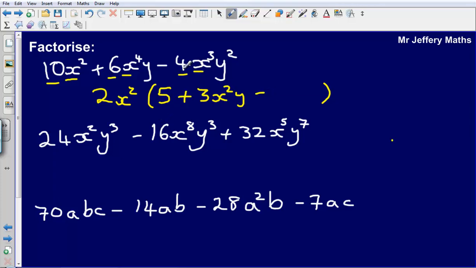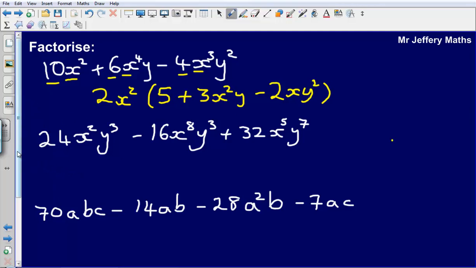Next one, it's minus 4x cubed y squared. What do I need to multiply 2 by to reach 4? That would be 2. What do I need to multiply x squared by to reach x cubed? That's simply going to be x. And then I've got this y squared on the end again, so I'm going to need to put that on as well. So the final answer here would be 2x squared bracket 5 plus 3x squared y minus 2x y squared.